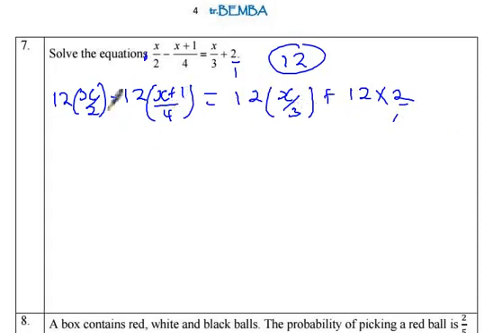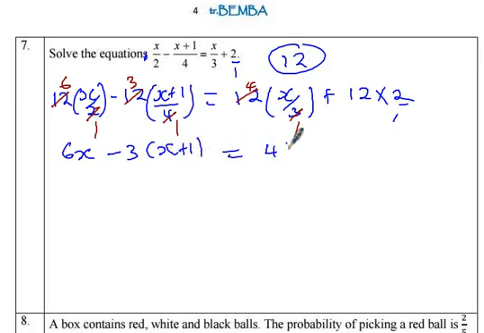Okay? And when that is done, then we can simplify by 2, 1, by 2, 6, by 4, 1, by 4, 3, by 3, 1, by 3, 4, and then this is already a 1. Okay, so we can continue now. We can write this as 6x minus 3 into x plus 1 is equal to 4x plus 24.